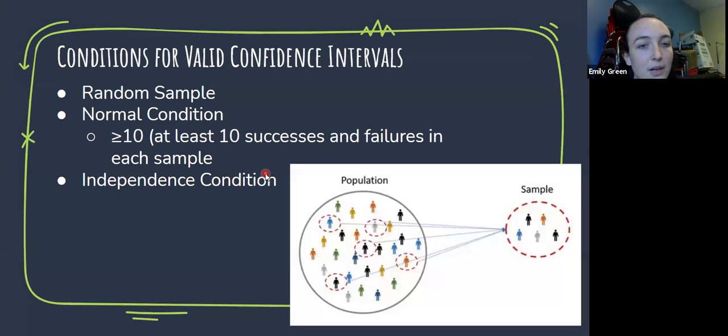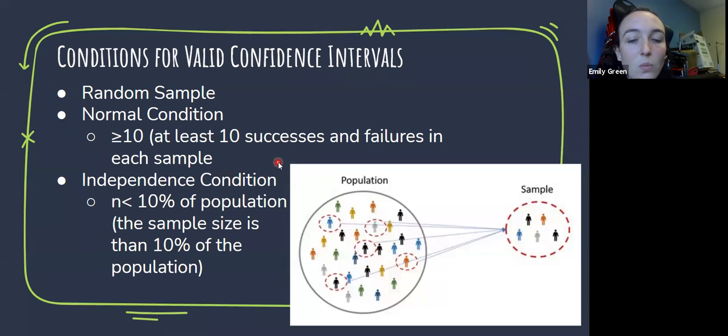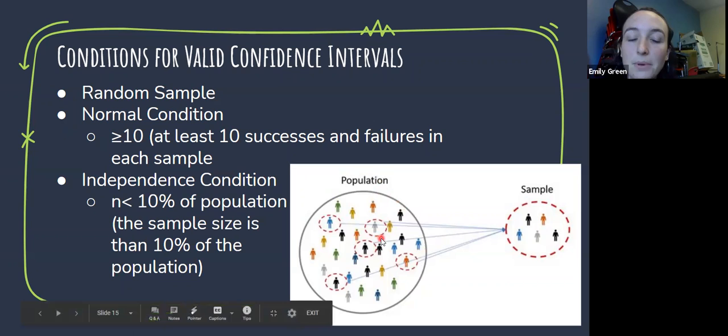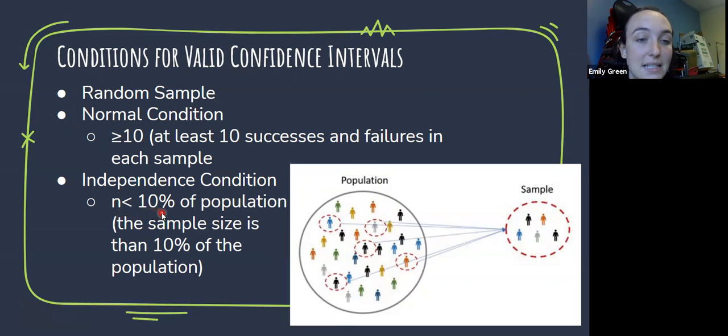The other thing we're looking for is the independence condition. So we want to make sure that we don't have anything that's going to mess up the statistics in another way. And what that is, we don't want to take most of our population as a sample. We actually want n, so that's the sample size, to be less than 10% of the population. The sample size should be less than 10% of the population.